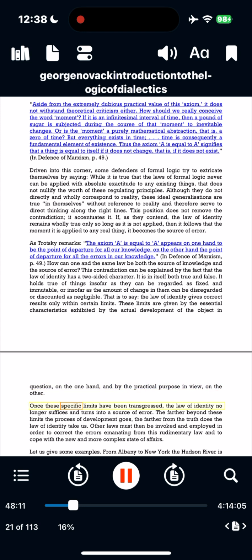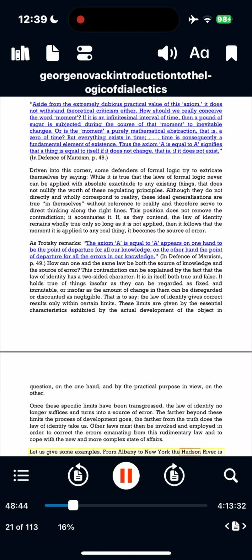Once these specific limits have been transgressed, the law of identity no longer suffices and turns into a source of error. The farther beyond these limits the process of development goes, the farther from the truth does the law of identity take us. Other laws must then be invoked and employed in order to correct the errors emanating from this rudimentary law and to cope with the new and more complex state of affairs. Let us give some examples.